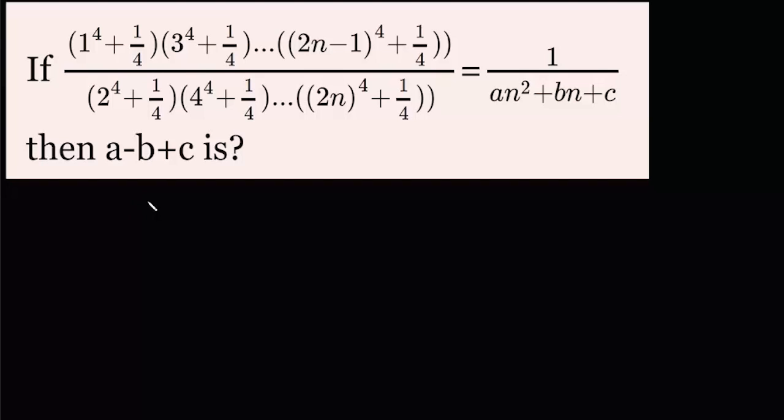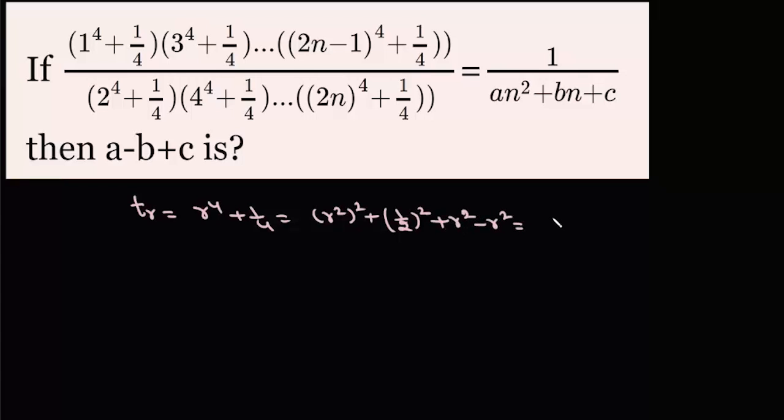In order to solve this question, we'll simplify one of the terms and let the term be tr, and it will be r to the power 4 plus 1 by 4, which we can write as (r square) whole square plus (1 by 2) square. Now we'll make it a perfect square. In order to make it a perfect square, we'll add 2ab and we'll subtract 2ab. So we'll add r square and we'll subtract r square. So we can write this as (r square plus 1 by 2) whole square minus r square, which again is a square minus b square.